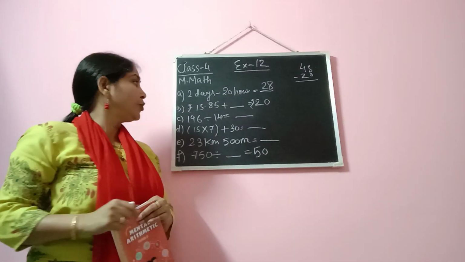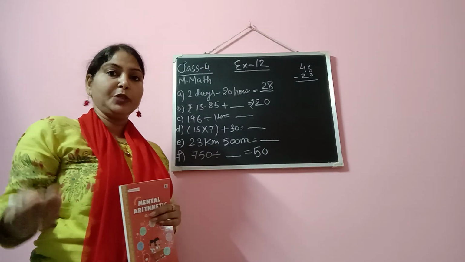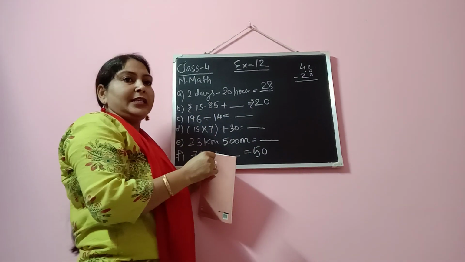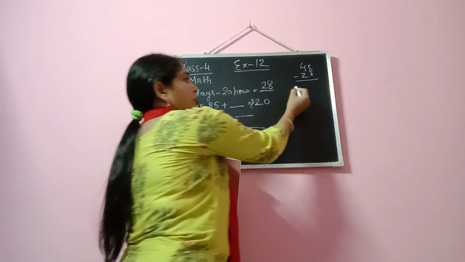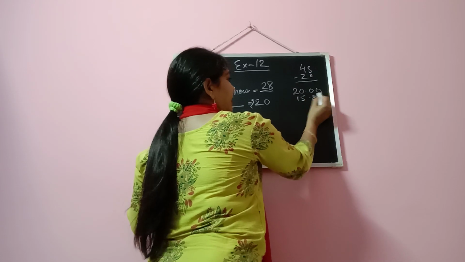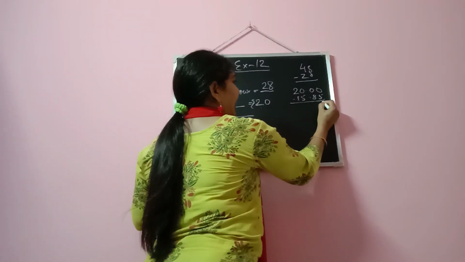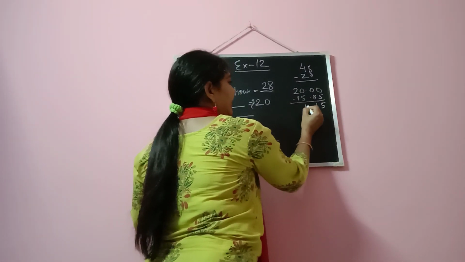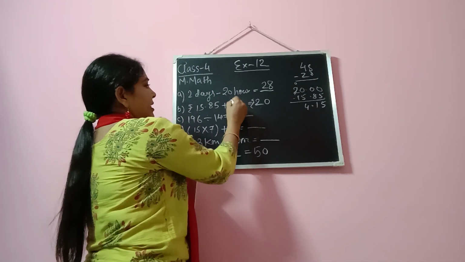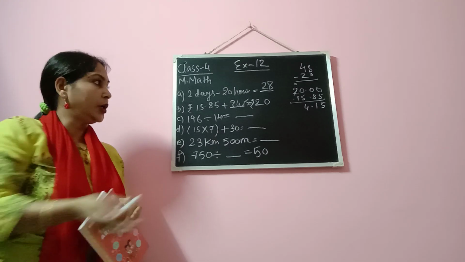Now the next question: rupees 15.85 will be added with how much paise to get 20? So what you will do is subtract 15 rupees 85 paise from 20. You will subtract it, and whatever answer comes, you will write over here. So the answer will be 4 rupees 15 paise. You will add 4.15 in order to get 20.